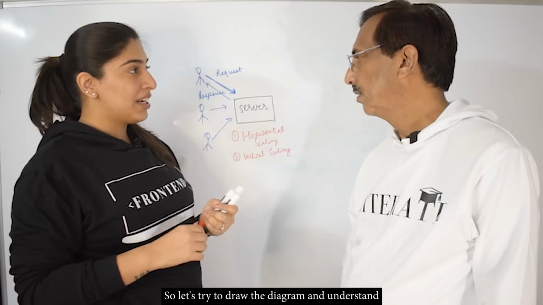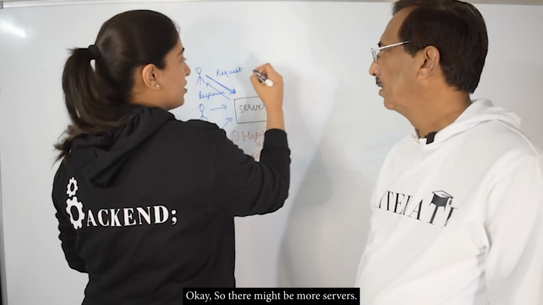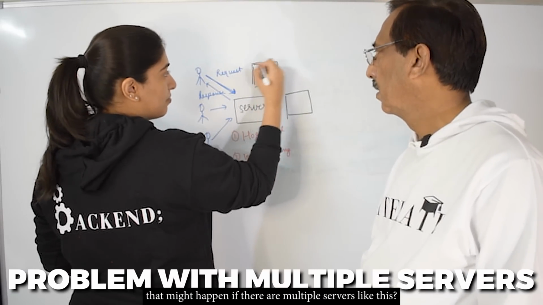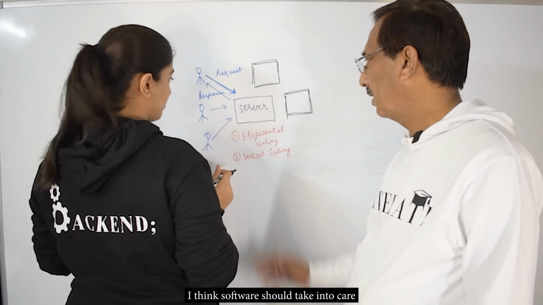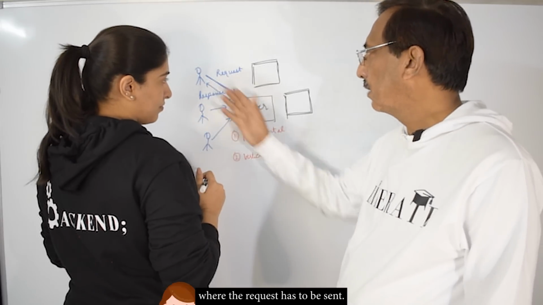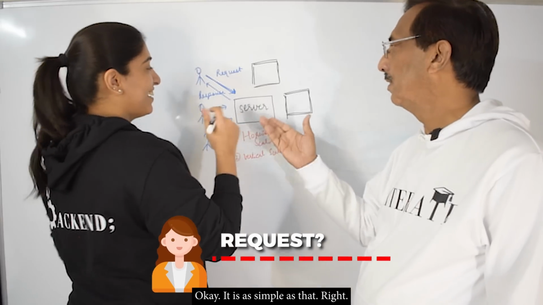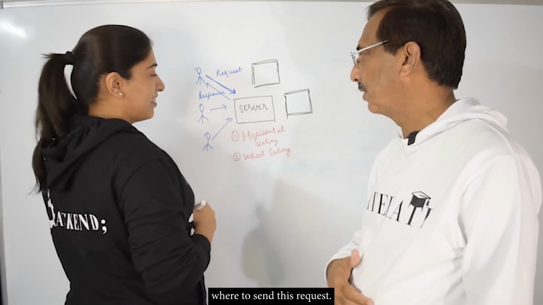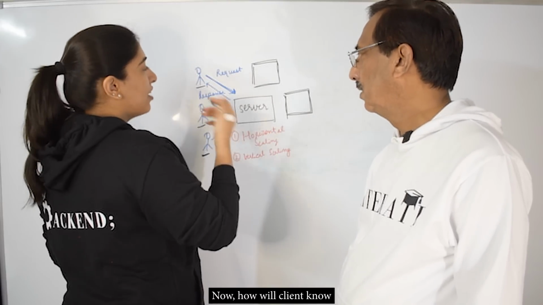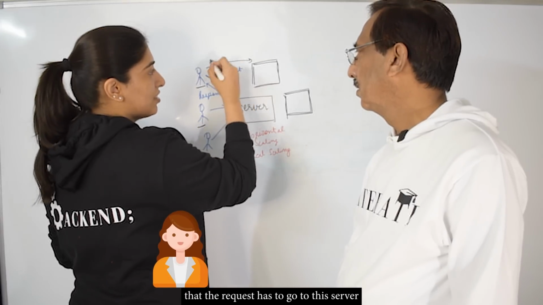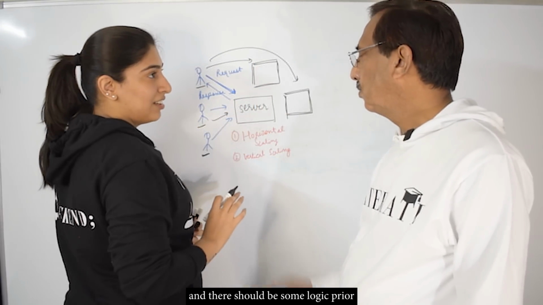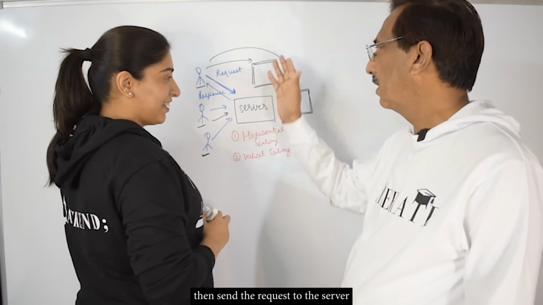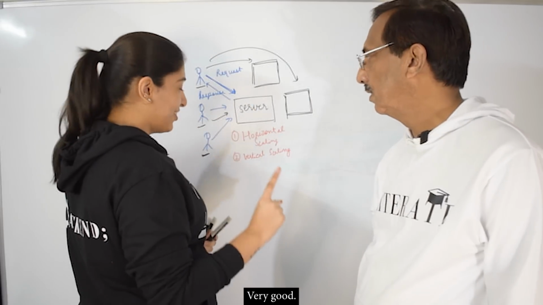Let's try to draw the diagram and understand how horizontal scaling might look. There might be more servers. Now can you think of any problem that might happen if there are multiple servers like this? The problem will be, I think, the software should take care of where the request has to be sent. Very good. Because the requester doesn't know where to send the request. There are multiple clients. Now, how will the client know that the request has to go to this server or this server or this server? There should be some logic prior to the request going to the server, where it sorts out and sends the request to the server where it is to be sent. Very good.